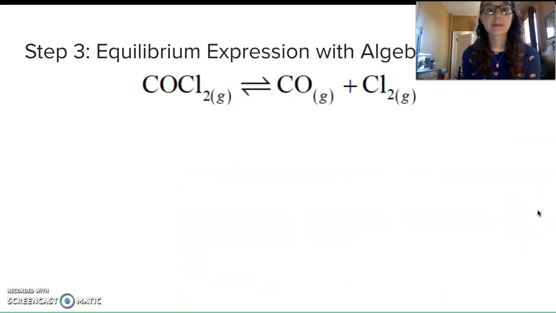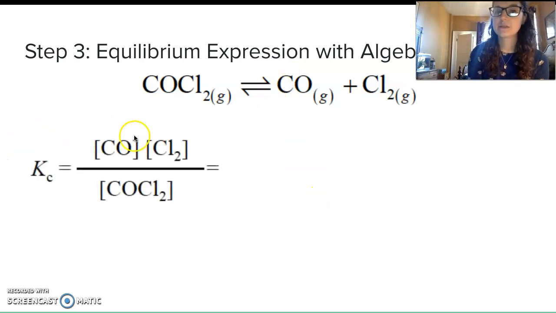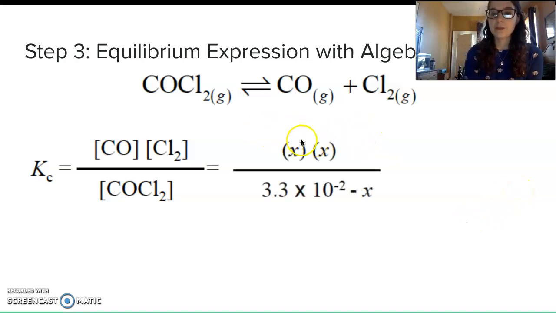Next, we set up the equilibrium expression with algebraic values that we just found in our ICE table. So we were given a Kc value, and we know Kc is equal to the concentration of CO times the concentration of Cl2 divided by the concentration of COCl2. And remember, if these were solids, they wouldn't be expressed in the equilibrium expression. So we plug those in. We have x times x divided by 3.3 times 10 to the negative 2 minus x. We don't have anything squared here.